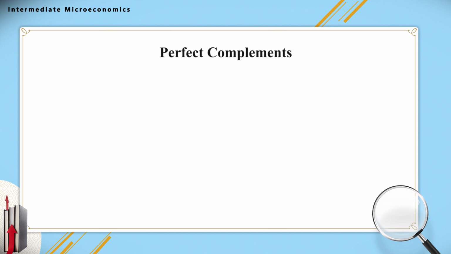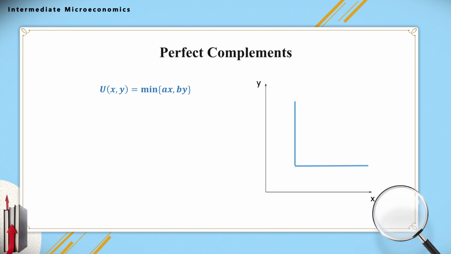Now, let's look at another example. Perfect complements. The utility function of the perfect complements is u equals the minimum value between ax and by. The indifference curves are L-shaped curves, so we can't use the tangent condition to find the solution, because a downward sloped budget line cannot be tangent to this L-shaped curve.